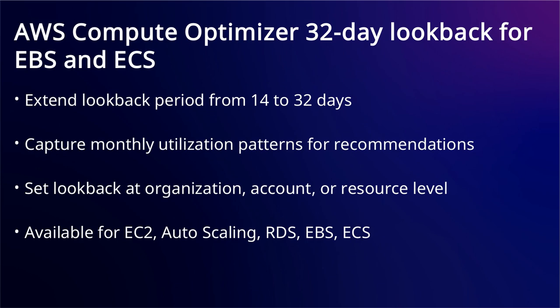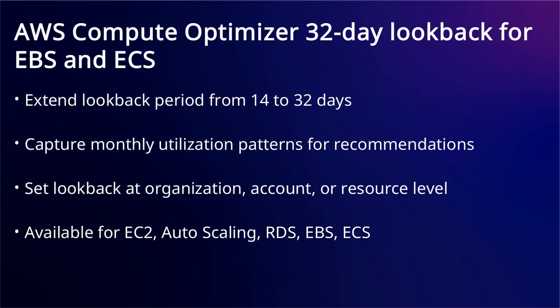You capture monthly utilization patterns by analyzing a full month of data, enabling more informed right-sizing decisions. You set the 32-day lookback period at the organization, account, or resource level through the console, AWS SDK, or AWS CLI. You apply this extended lookback to 5 resource types: EC2 instances, EC2 auto-scaling groups, RDS databases, EBS volumes, and ECS services. This feature is available in all AWS regions where Compute Optimizer operates, except AWS GovCloud US and China regions.